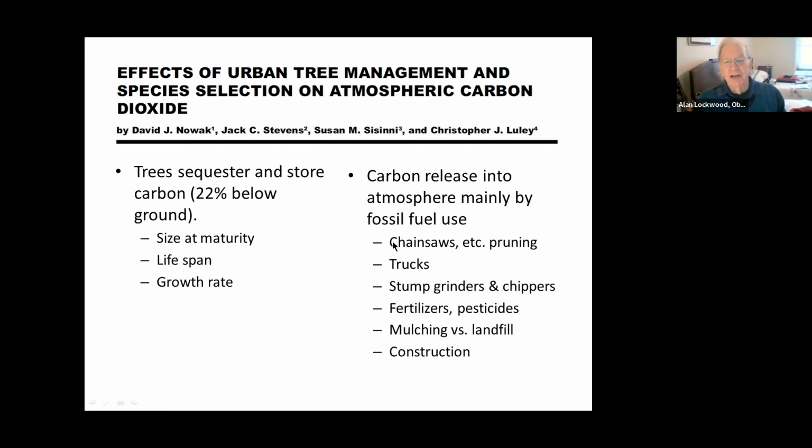So this occurs as you operate a chainsaw and other pruning equipment, as trucks drive to deliver trees from the nursery or the planting site to the site where the tree is put in the ground. Stump grinders deal with unwanted stumps at the end of the lifespan of a tree, chippers chop up branches and the like into mulch, there is the preparation of fertilizers and pesticides, the use of mulch versus putting tree trimmings in landfill, and last but not least, construction of adjacent properties or construction of the site at which the tree is planted. All reduce the impact of CO2 sequestration by trees.